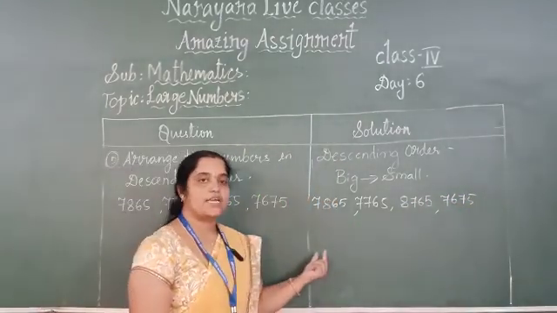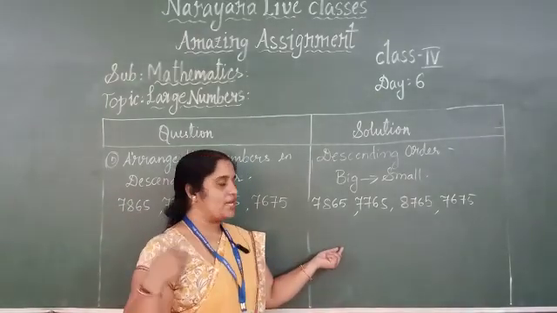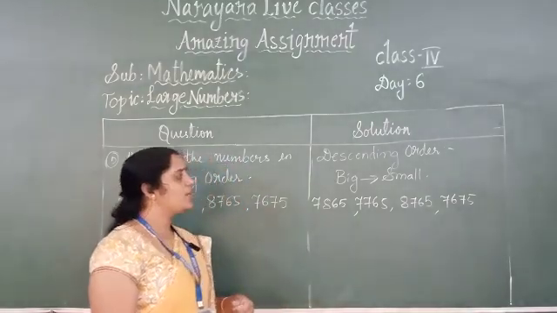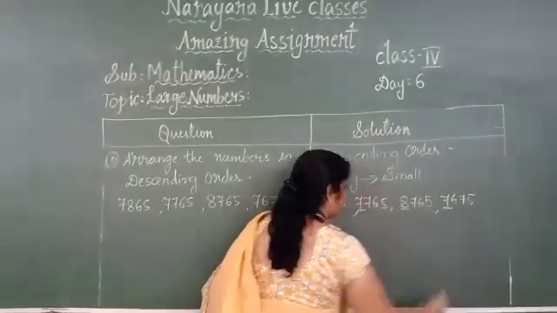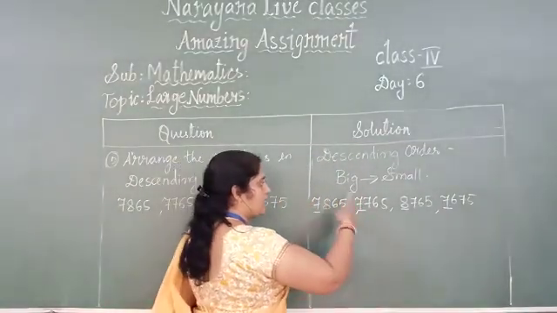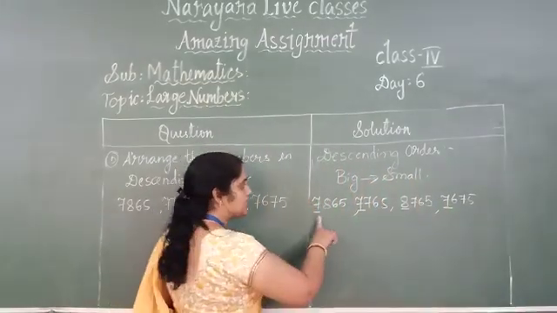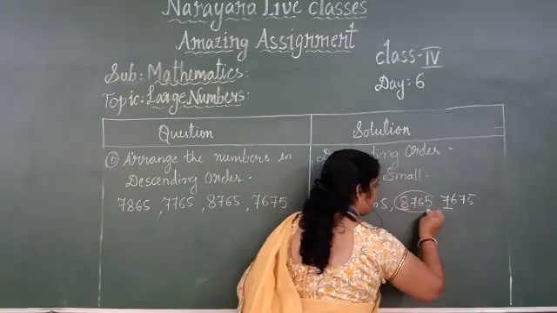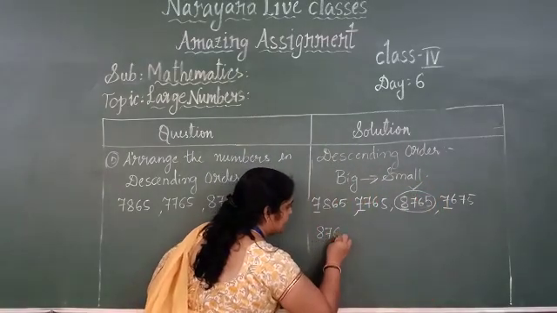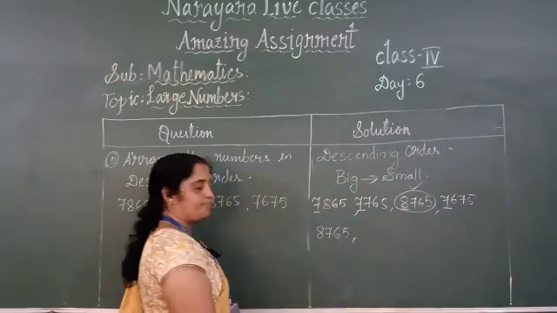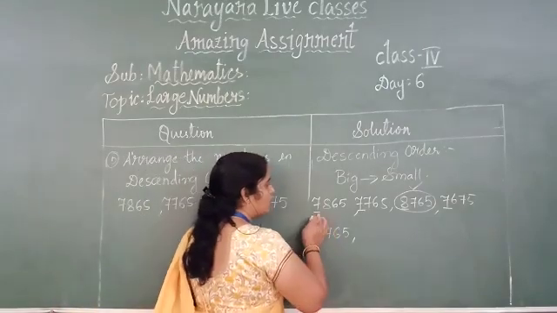So before arranging, we should compare the numbers to find out which is the biggest number and which is the smallest number. If you want to compare the numbers, you have to start from the highest place of the number. 7,000, 7,000, 8,000, 7,000. So all are starting with 7,000. Only this number is starting with 8,000, so that is the biggest number, 8,765.